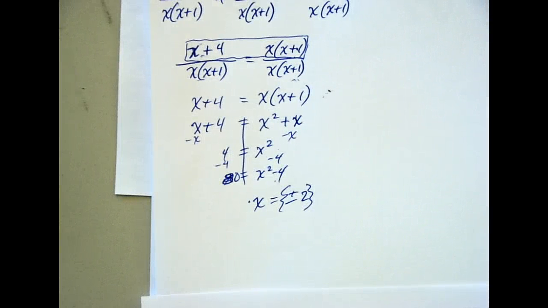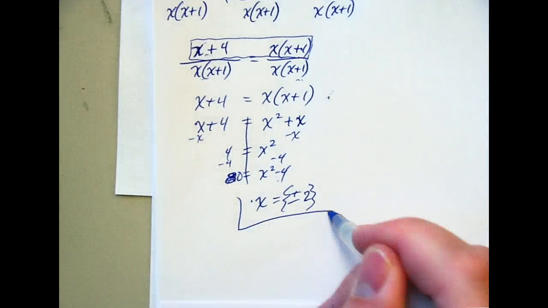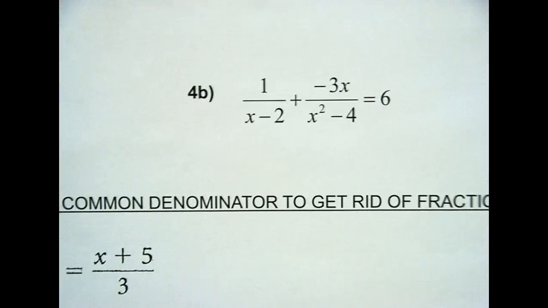You guys, there's a much easier way to do that problem. Let's try that easier way on this next problem. Everyone write down letter B. Write down letter B. That guy right there.